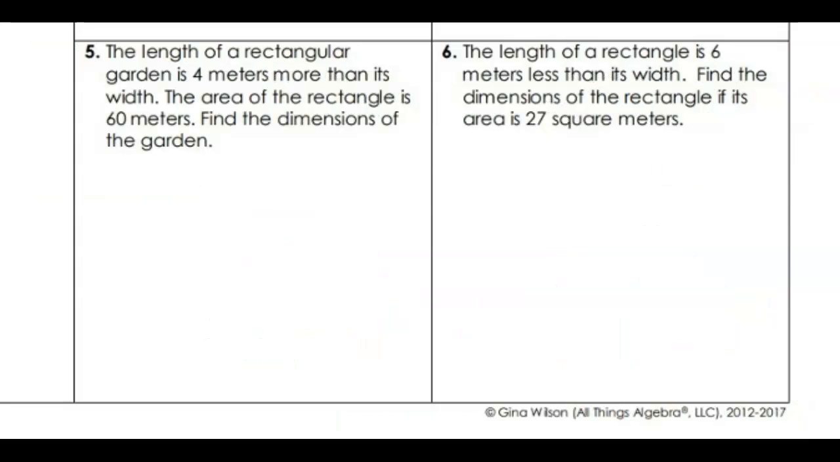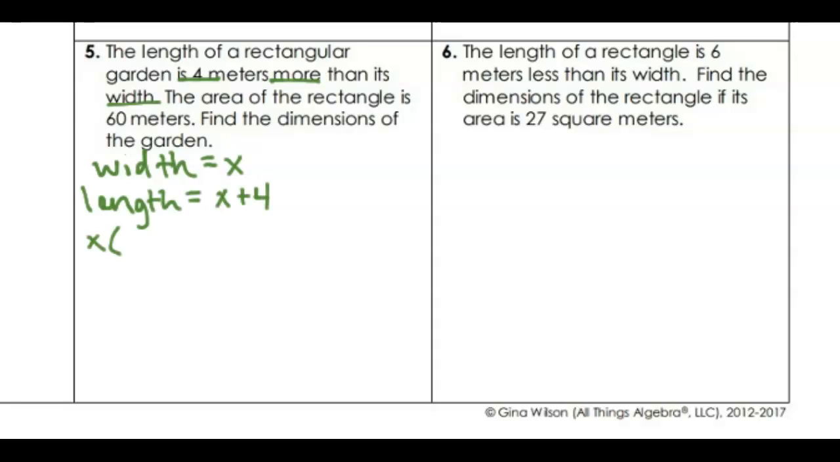So we're going to take a look at a couple others at the bottom of the page. Here we're not given a diagram, but we are told that we can look at the sides, and we're told that the length is 4 meters more than the width. So we'll say the width is x, then the length is 4 more, so that's x plus 4. And then we're told that the area is 60 square meters.